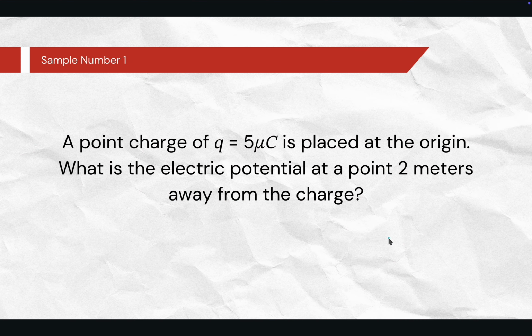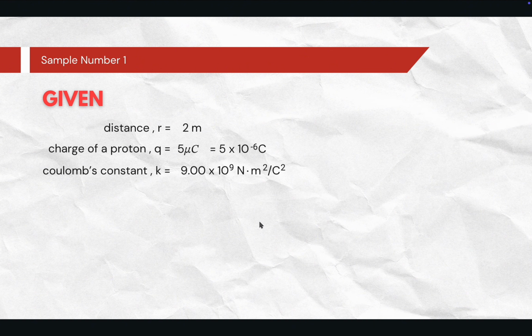So, ito yung sample number 1 natin. A point charge of Q is equal to 5 microcoulomb is placed at the origin. Microcoulomb is equal to, sabi ko kanina, times 10 raised to negative 6. So, ang charge sa problem na to is 5 times 10 raised to negative 6 coulomb. So, ang hinahanap dito is electric potential at a point 2 meters away. So, yun yung distance. So, ganoon lang din, given ulit: the distance, the charge, and the Coulomb constant.